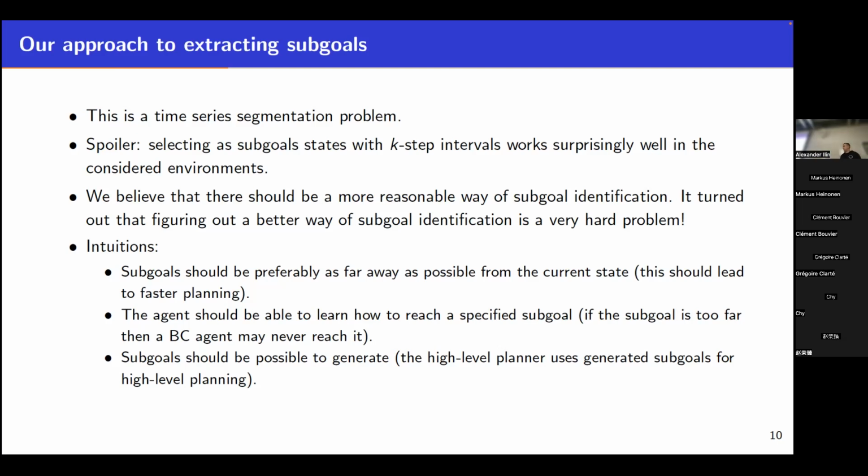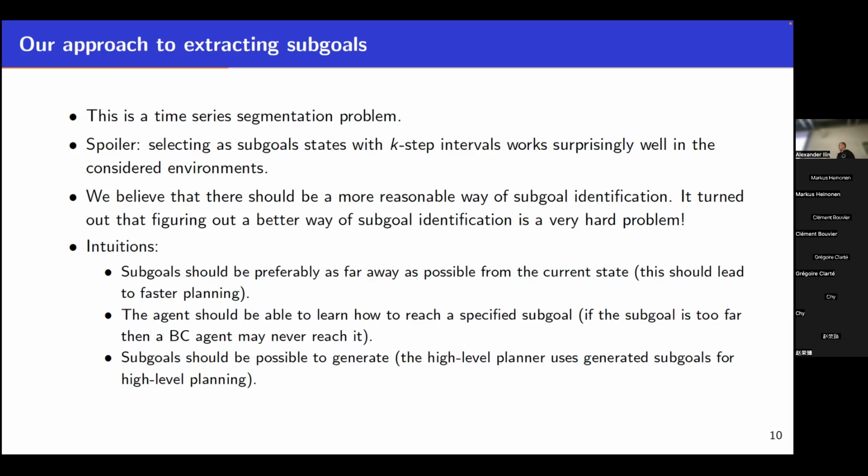So the intuition behind our approach is that the subgoals that we want to identify should be preferably as far as possible from the current state, because this will probably lead to faster, more efficient planning, because we can skip more steps and consider more distant alternatives. On the other hand, the agent should be able to learn how to reach a specified goal. So if the subgoal is too far away, then the agent might not be able to reach that goal. So it has to be not too far away.